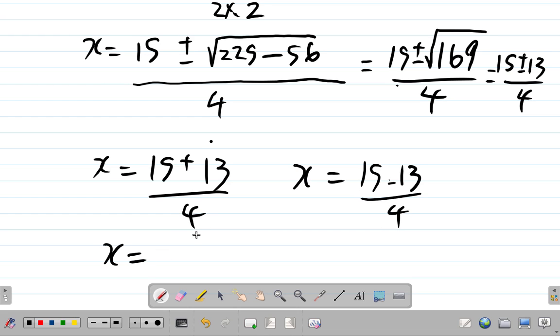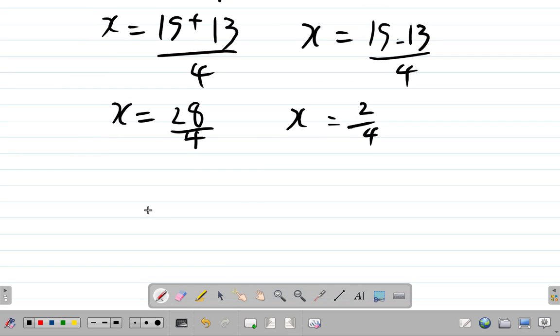So x is 15 plus 13, what is that? 5 and 3 is 8, 1 and 1 is 2, 28 divided by 4, and x is 15 minus 13, which is 2, 2 divided by 4. So here, x is equal to 28 divided by 4, which is 7? 4 times 7 is 28. And also x is 2 divided by 4, which is a half. So there we have it. Our answers, x is 7 and also x is half.